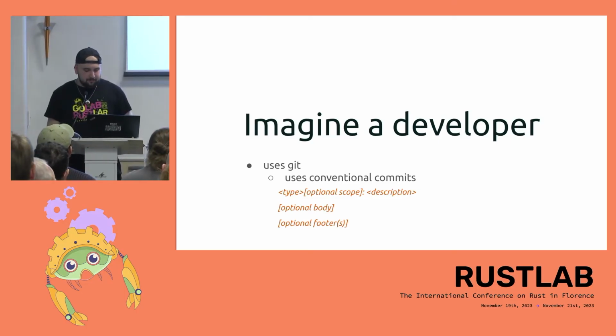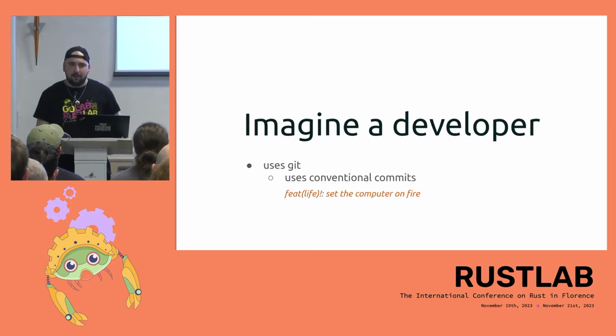For example, we have a feature here. It's a feature on life, and it's a breaking change because of the exclamation mark. And the commit body or message is "set the computer on fire". So this is a conventional commit, and it has many advantages. While you're using Git, it makes it easier to differentiate between the different parts of the code base and so on. If you want to learn more about conventional commits, you can go to this site, basically.